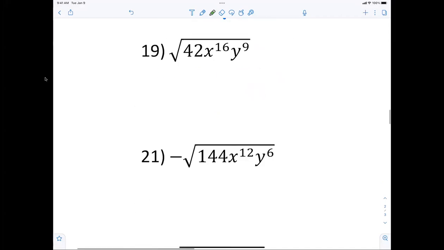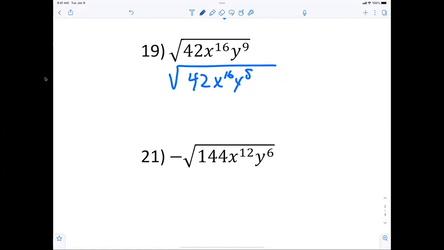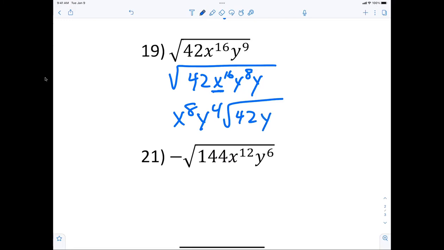All right, 42. Does 42 have a perfect square? Well, 42 is 6 times 7, and 6 is 2 times 3. So is there a perfect square in 42? No, so that stays. So it's going to be 42, x to the 16th, y to the 8th, and y. Now the square root of x to the 16th is x to the 8th, y to the 4th, radical 42y. Everybody happy with that? Yep.